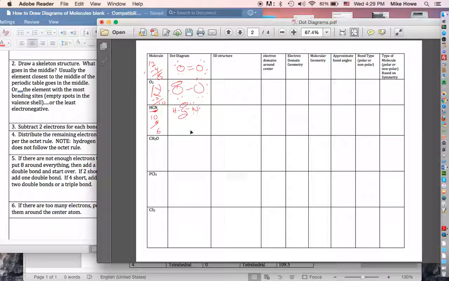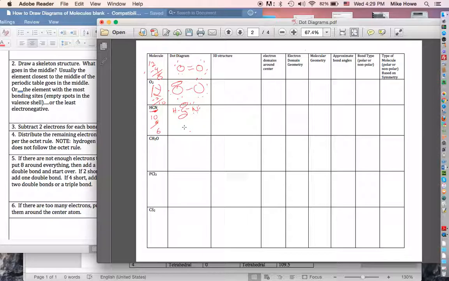I need 2 electrons in each one. So now I'm 4 short. Well, the rules say if you're 4 short, add 2 double bonds or a triple bond. You understand why I'm 4 short? I need 2 here, I need 2 here, I don't have them, so I have 4 electrons too few.